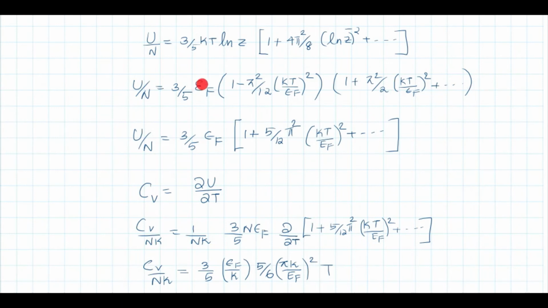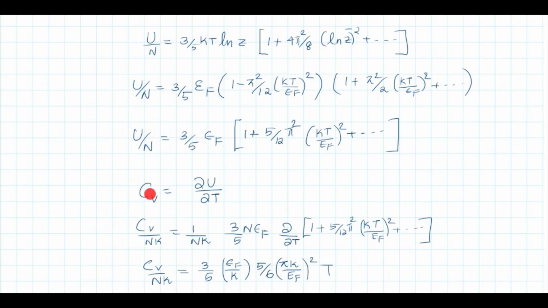Again this is 3 by 5 EF. 1 into 1, 1. Then 1 into pi square by 2 (kT by EF) square is there. And minus pi square by 12 (kT by EF) square into 1 is here. So from these two terms, this is pi square by 2. When you take LCM, you will get here 6, 6 minus 1, it is 5. 5 by 12 pi square (kT by EF) whole square plus higher order terms. This is the equation for internal energy per particle.